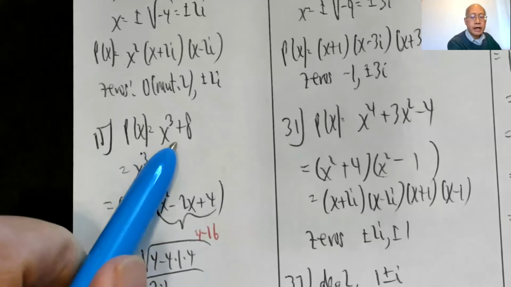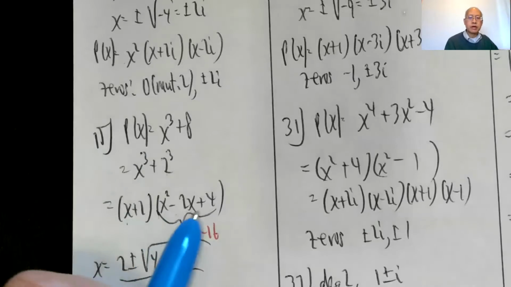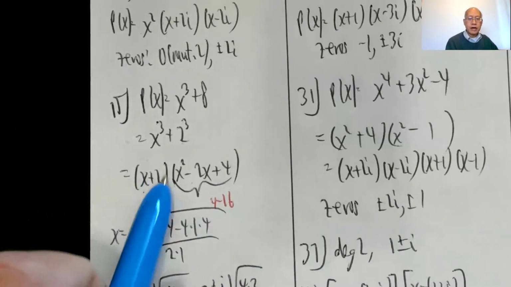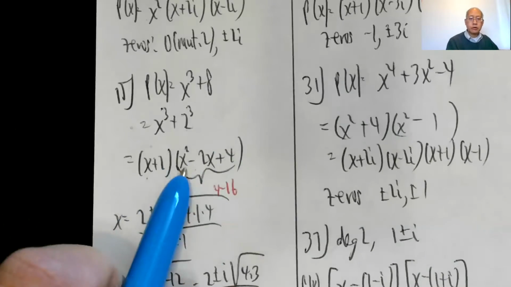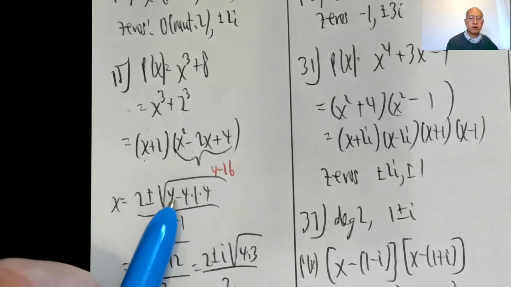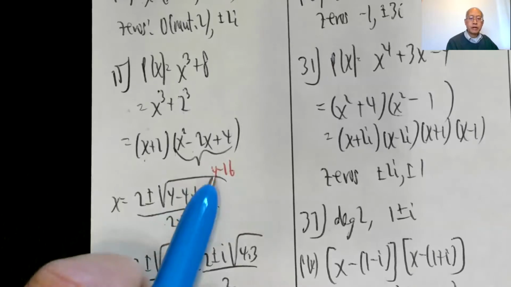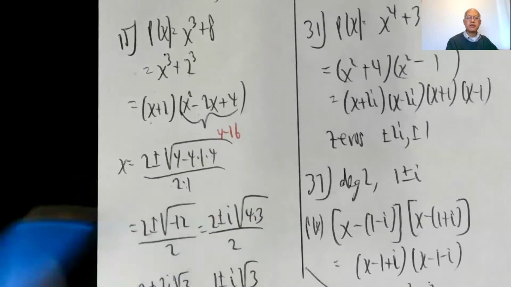Okay, x cubed plus 8. I recall from algebra, I can write it as x cubed plus 2 cubed, which factors into x plus 2, x squared minus 2x plus 4. So I've got x equals negative 2. This one, let's use the quadratic formula. So x is negative b plus or minus the square root of b squared minus 4 times a times c over 2a. That's 4 minus 16, which is negative 12.